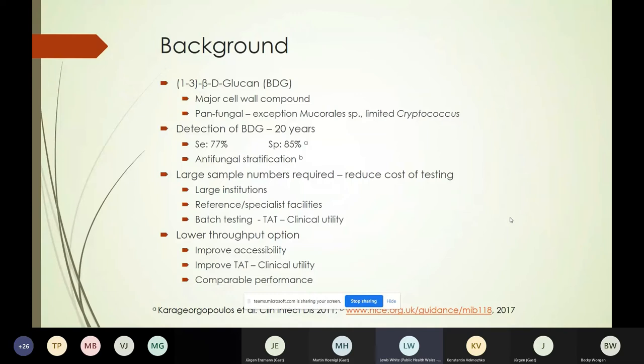So significant demand for this testing during the COVID-19 pandemic. Generally, outside of COVID-19, in what we would classify as the normal district general hospital, where you're not a reference or specialist facility, we really want to improve accessibility to this test, to improve turnaround time and subsequently improve clinical utility. In other words, how the results impact on patient management. But that's driven by the fact that the performance of such tests needs to be comparable with the previous version of the test.